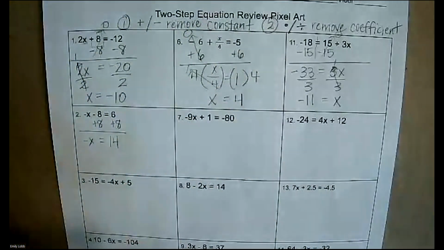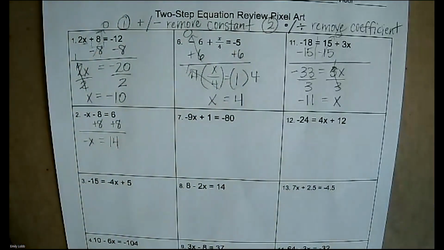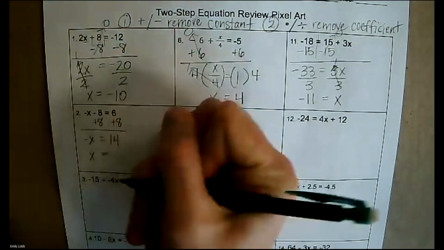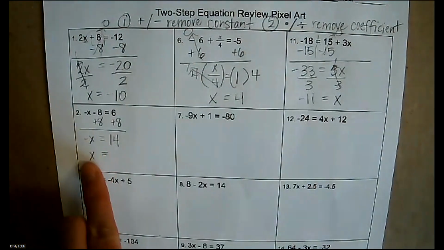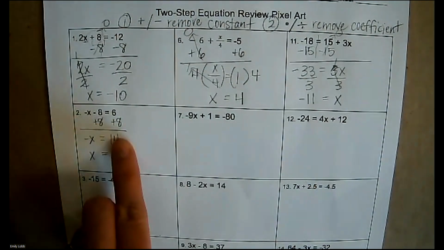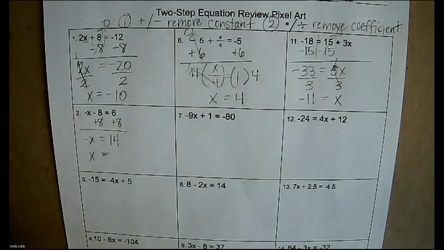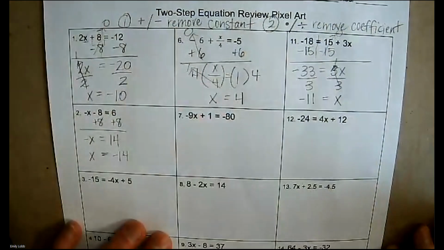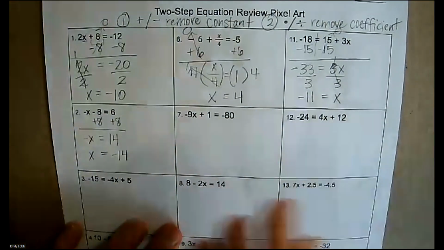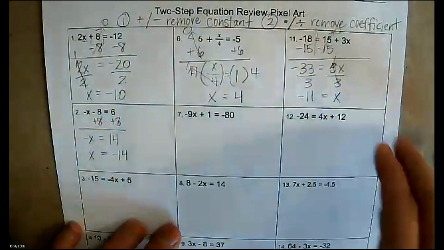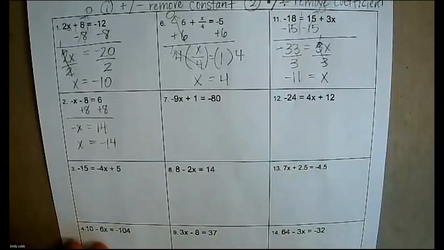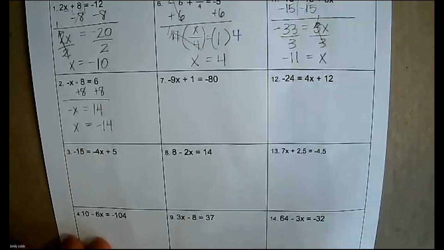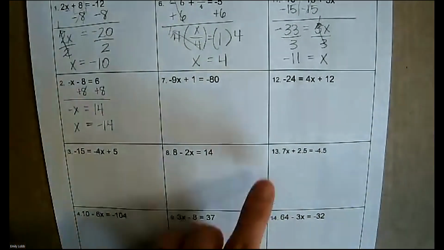Am I done here? No, because we want to know what positive x equals. What's the opposite of x? -x. So if we take the opposite of that, we have to take the opposite of 14. What's the opposite of 14? -14. Okay. Now be careful when you're entering this into your pixel art that the numbers in the equations correspond with the correct spot.